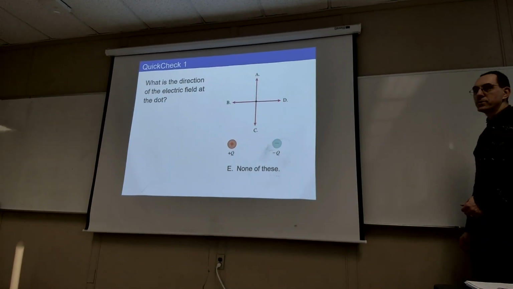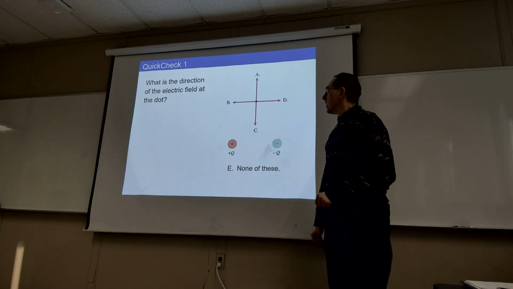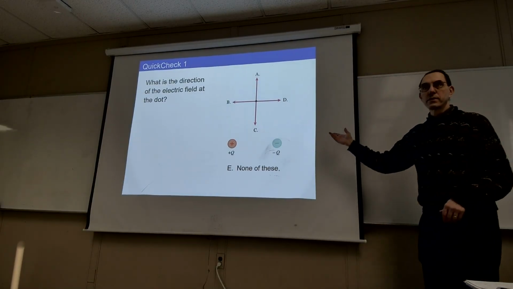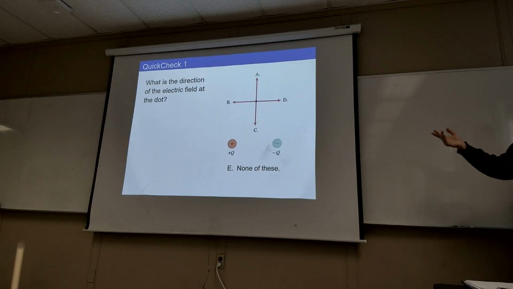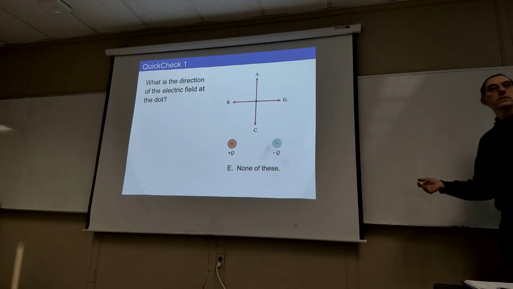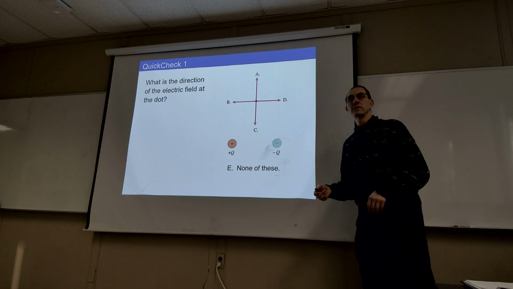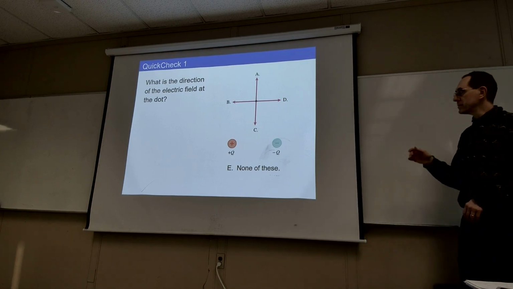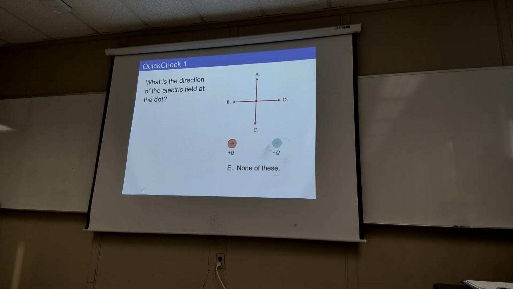All right, let's do a poll here. So, please vote now. What is the direction of the electric field at the position of the dot? Okay. Some range of answers here, A's and B's and C's, but mostly D's. Mostly D's. Okay, so let's see if that's correct. So let me go ahead and put my pen back.